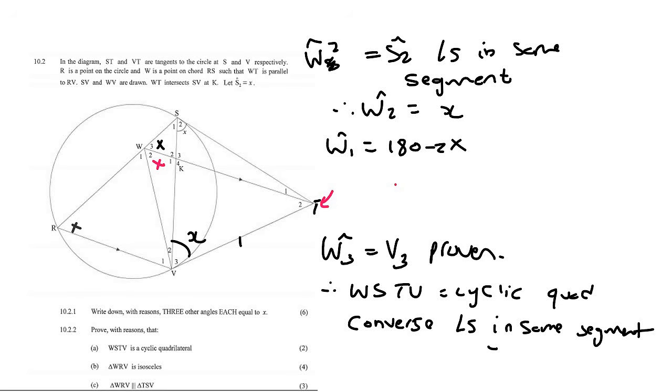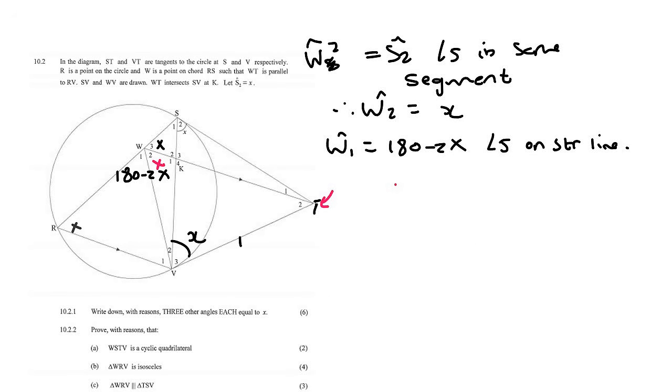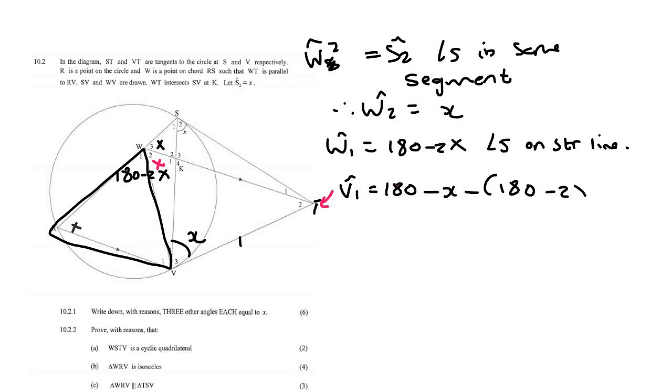There are other ways to do this, but this is the way that most students prefer. So we can go angles on straight line. Then to find angle V1, we could use sum of angles in this triangle over here. So we could say that angle V1 is equal to 180 minus x minus, now this part must go in brackets because it's more than one term, and the reason for this is sum angles triangle.